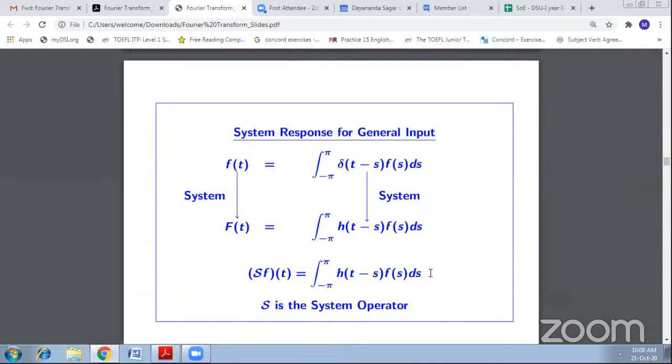So the system operator for linear time invariant systems can be completely captured by this kernel h(t minus s), or in other words, h(t) convolution with f, where h(t) is the impulse response function. So it is the impulse response function that captures the entire action of the linear time invariant system. Yes, next slide, please.